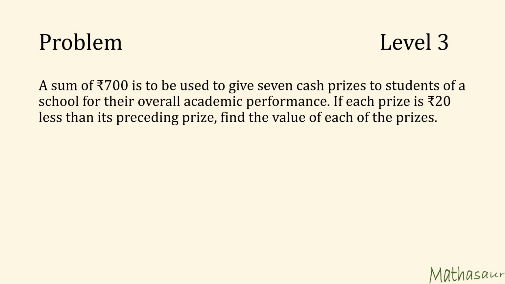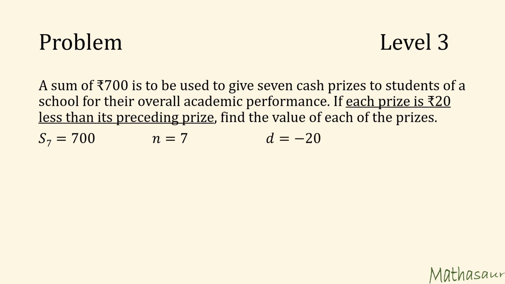Let us look at another problem. A sum of 700 rupees is to be used to give 7 cash prizes to students of a school. If each prize is 20 rupees less than its preceding prize, find the value of each of the prizes. So we're given sum as 700. We also know that n is equal to 7.